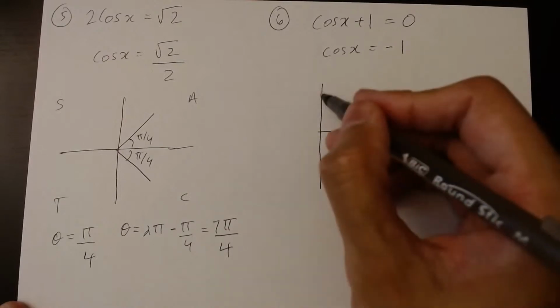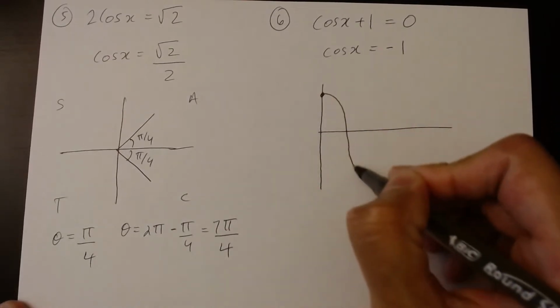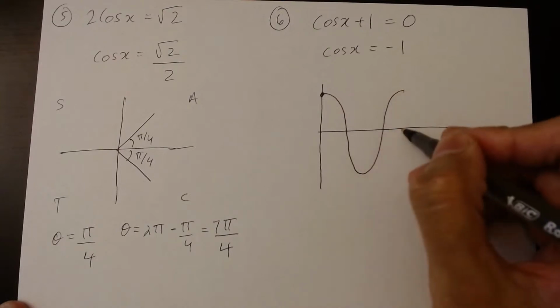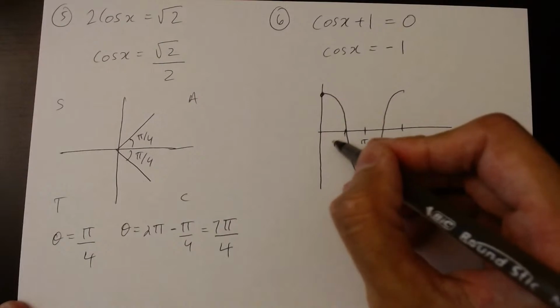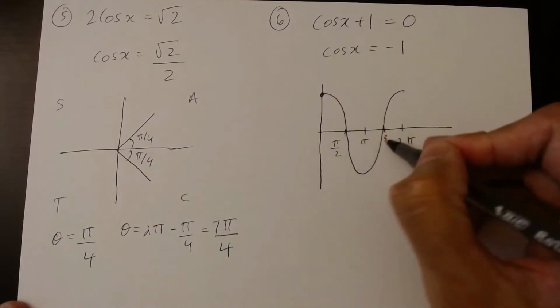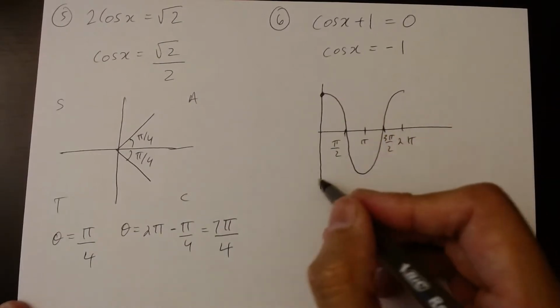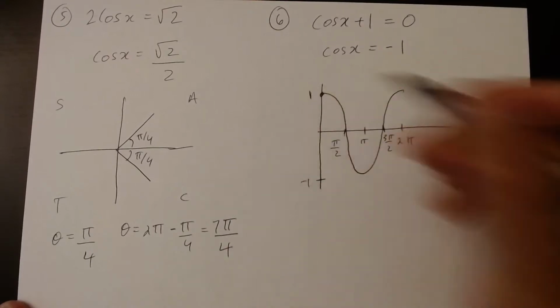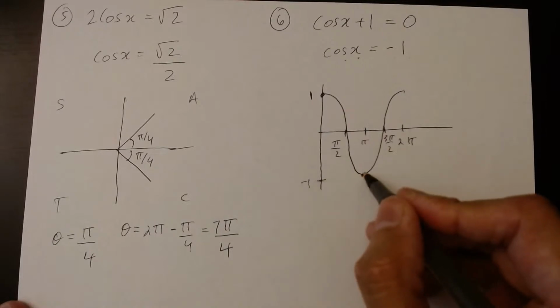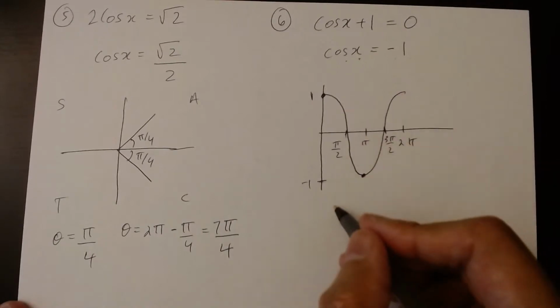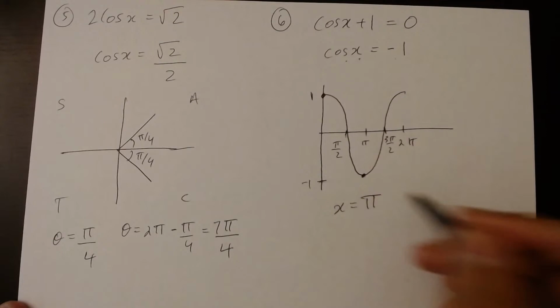So my cos graph looks like this: 2 pi, pi, pi over 2, and 3 pi over 2. Bottom here is negative 1, the top is plus 1. So where's cos x equal to negative 1? That's down here, and the value of x is just pi.